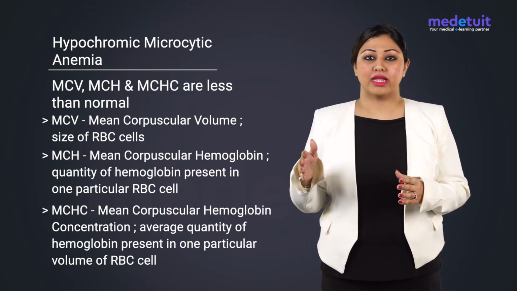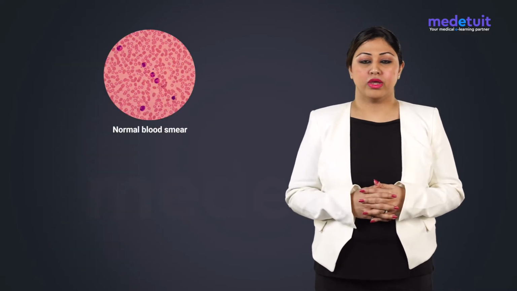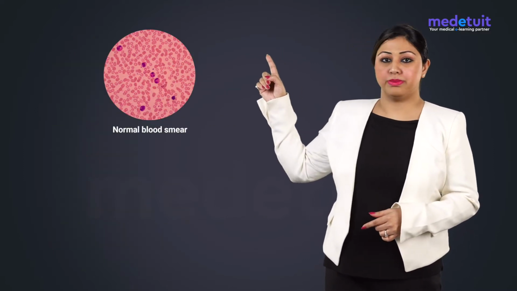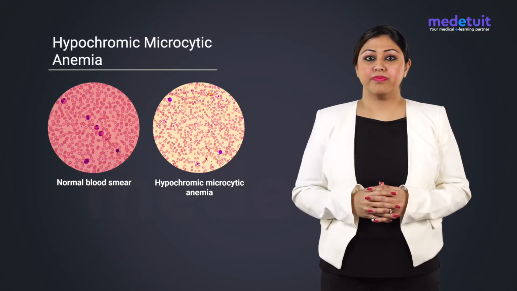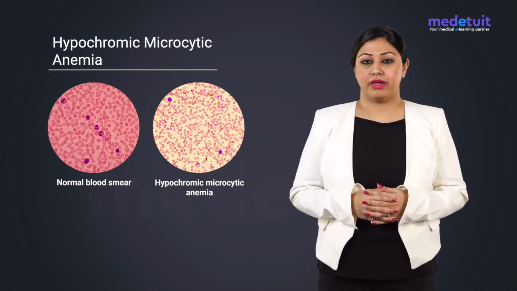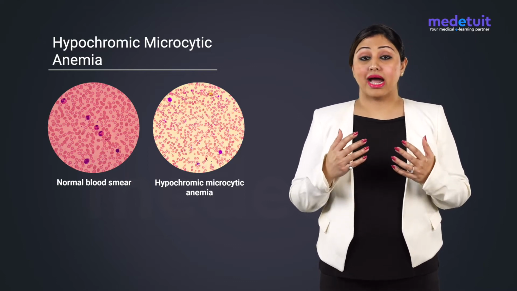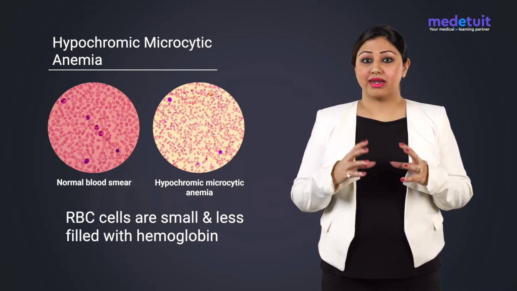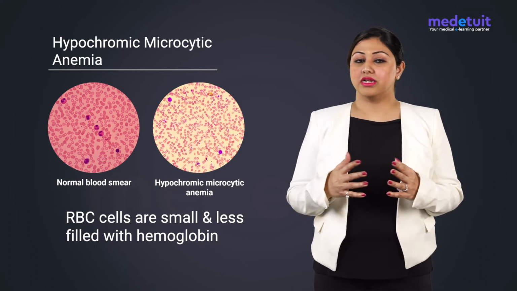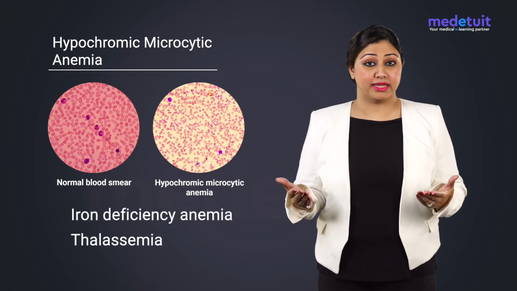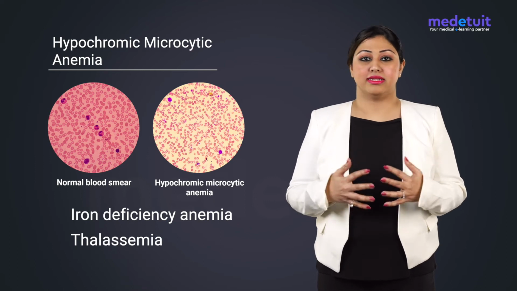So all of these values would be less than normal. So here you can see a normal blood smear, and in this the blood smear of patients suffering from hypochromic microcytic anemia. So what you see here, the RBC cells are small and they are less filled with hemoglobin. And this blood picture is seen in conditions like iron deficiency anemia and in conditions like thalassemia.